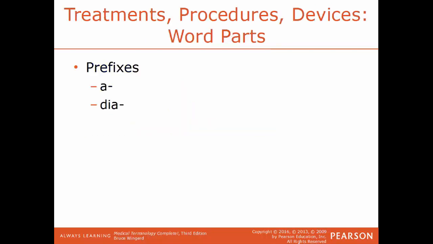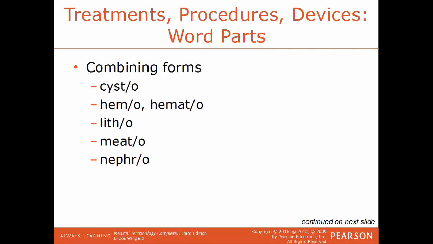All right, now we'll talk about some treatments, procedures, and devices, and their word parts. We'll start with the prefixes. The first one, a, means without or lacking. Dia means complete or through. Some common combining forms. Cysto is a reference to a cyst, a water-filled sac. Hemo or hemato means blood. Litho means stone. Meato means a meatus, which is an opening to an interior part of the body. And nephro is a reference to kidney.